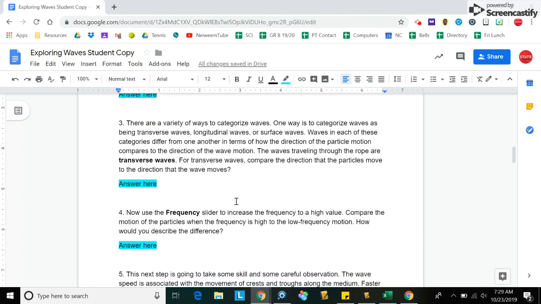There are a variety of ways to categorize waves. One way is to categorize waves as being transverse and longitudinal on a surface. Waves in each of these categories differ from one another in terms of how the direction of the particle motion compares to the direction of the wave motion. Waves traveling through the rope are transverse waves. For transverse waves, compare the direction that the particles move to the direction that the waves move.